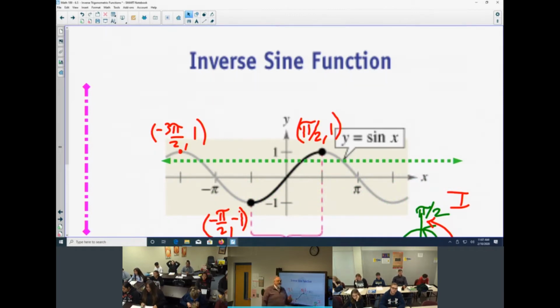So the idea of an inverse sine function, for example, is instead of me giving you the angle and you tell me what the sine is, the ratio of opposite over hypotenuse or the y over r, in the inverse trig functions, I give you the sine and then you give me the angle. Okay? So the inverse trig functions give you the angle. All right?